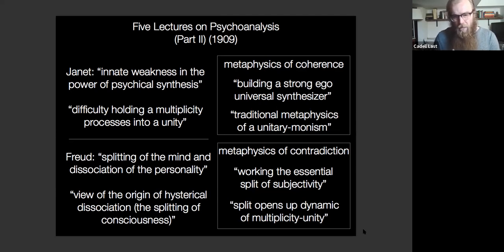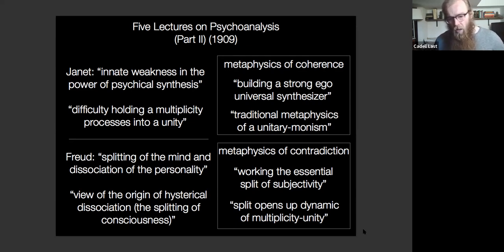So I just wanted to highlight that because Freud's theory of the mind is counterintuitive, and it does require a little bit of a spin in our thinking to really understand what he's getting at. Basically, on the left-hand side there, you see the direct quotes from part 2 of the lecture, where Janet's theory is this innate weakness of the power of psychical synthesis and, quote unquote, a difficulty holding a multiplicity of processes into a unity. Whereas Freud is emphasizing basically a splitting of the mind and a dissociation of the personality, and a view of the origin of the hysteria, the neuroses, in the splitting of consciousness.